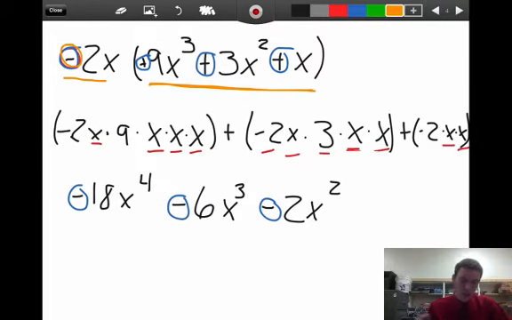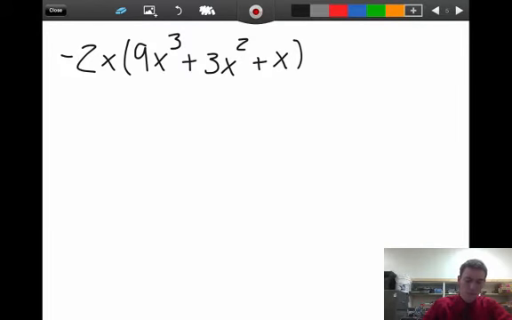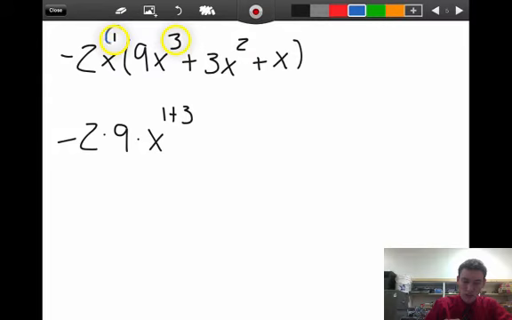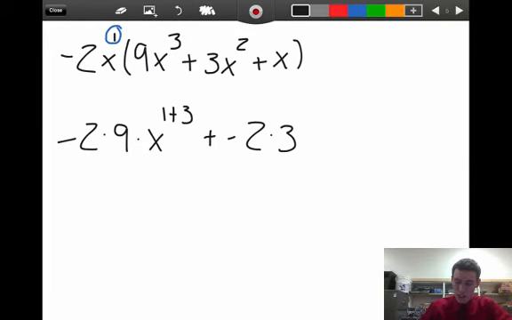Now remember, when we're doing this, we don't have to add up all of these x's like this. We don't have to write them all out. Now, if given the same problem, instead of writing all that out, we could simply rewrite this as negative 2 times 9 times x to the 1 plus 3. Because don't forget, there's actually a 1 here. So x to the first power, we just don't always have to write that 1. And then plus negative 2 times 3 times x to the 2 plus 1 plus negative 2 times x to the 1 plus 1.